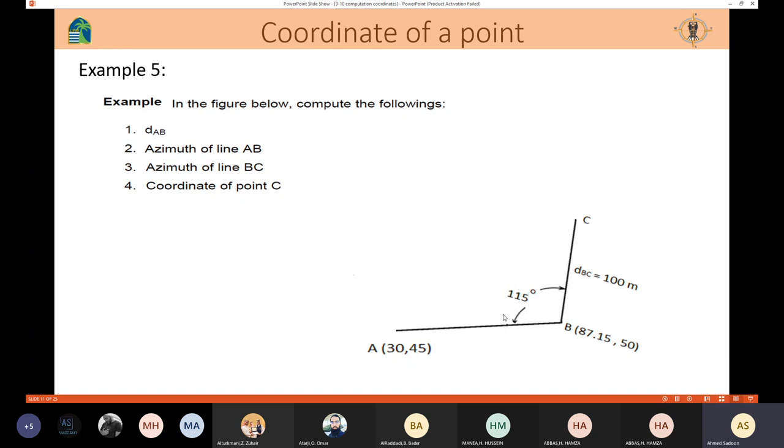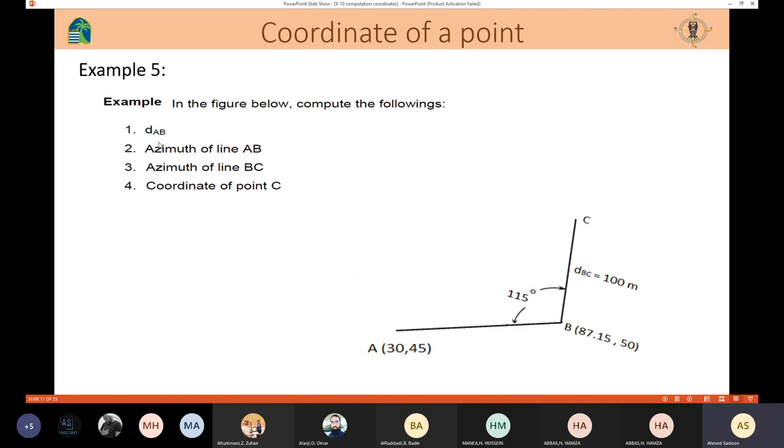The internal angle here is given. The distance from B to C is also given. So it is required to compute the following. First, we need to determine the distance AB, the distance from here to here. And also, it's required to determine the azimuth of the line AB. So I'm going to put the reference here, and go to the line AB. So this one represents the azimuth AB. Also, it's required to determine the azimuth of the line BC. I'm going to put the reference here. I need to determine this angle. And finally, it's required to determine the coordinate of the point C, this point here.